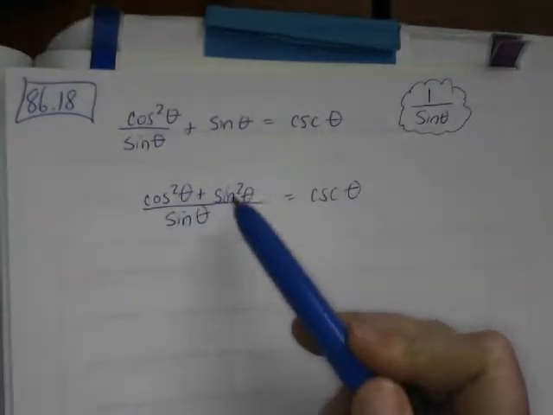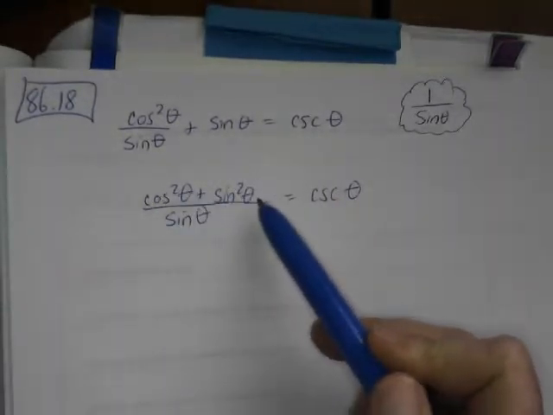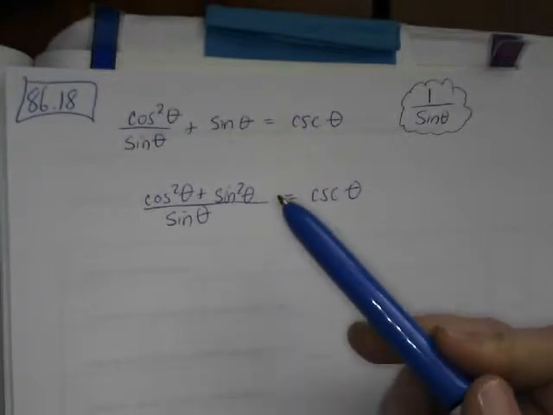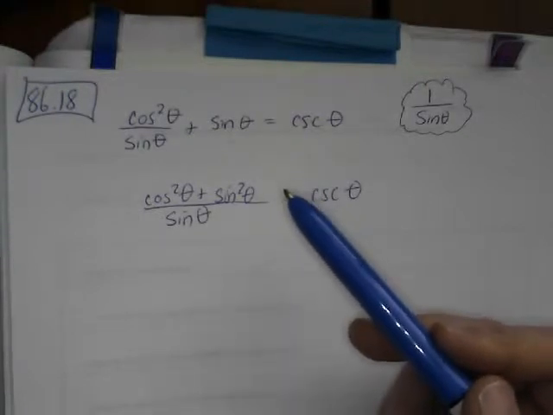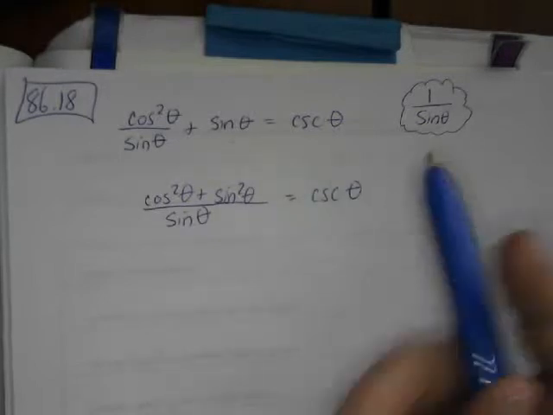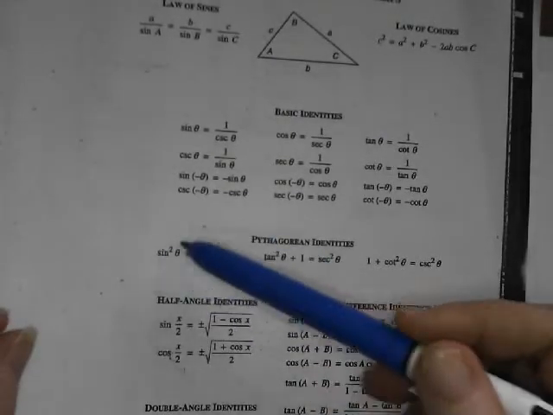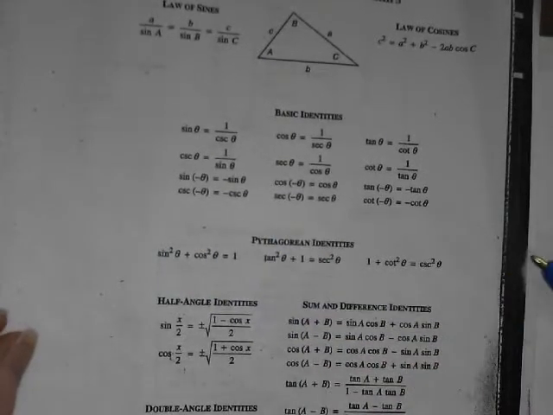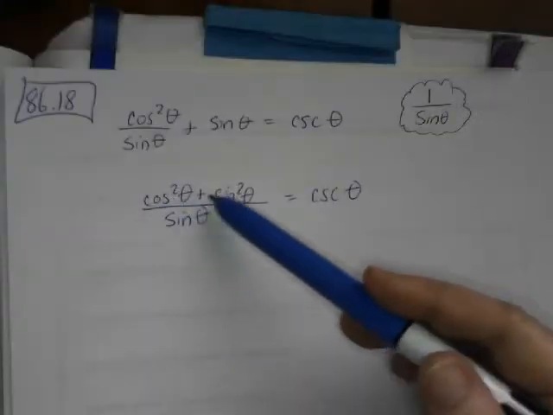Now I already recognize that cosine squared theta plus sine squared theta, that's one of our identities that we've learned, and I'll show you where you can find it until you have it memorized. It's on this formula sheet. Sine squared theta plus cosine squared theta equals 1. Okay, so there it is.